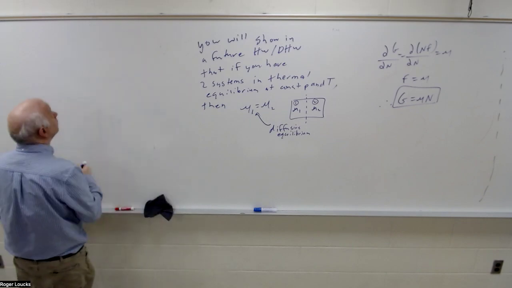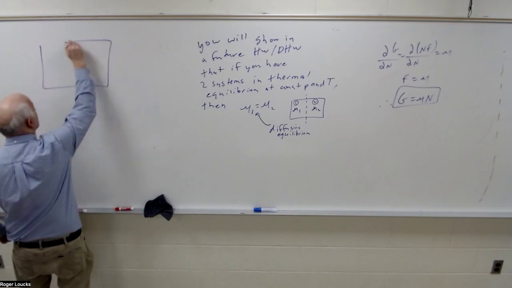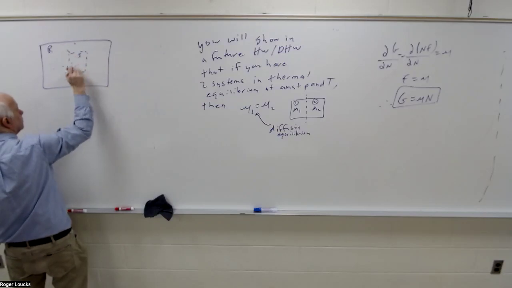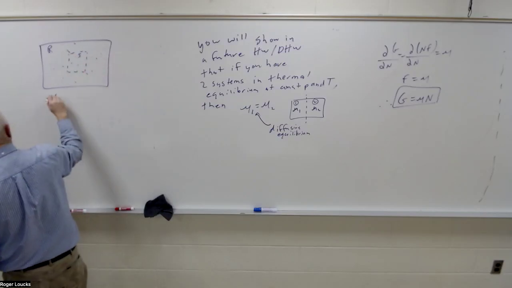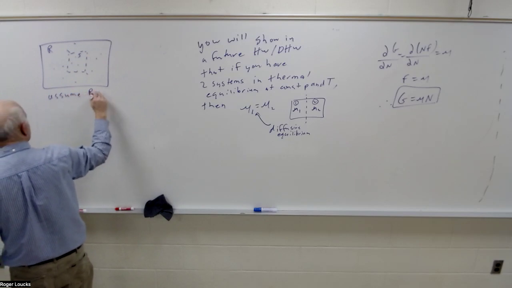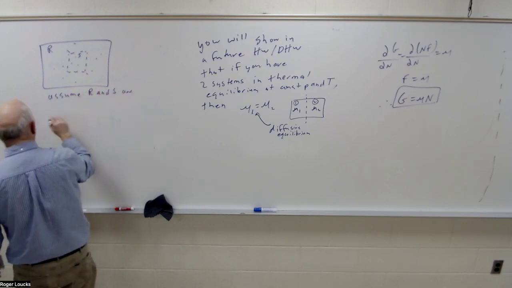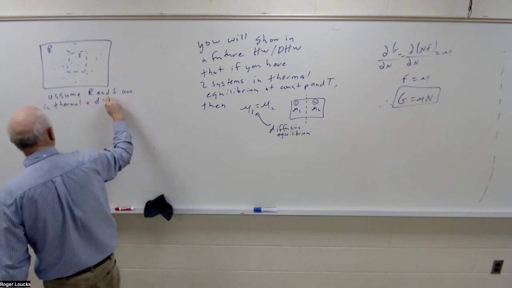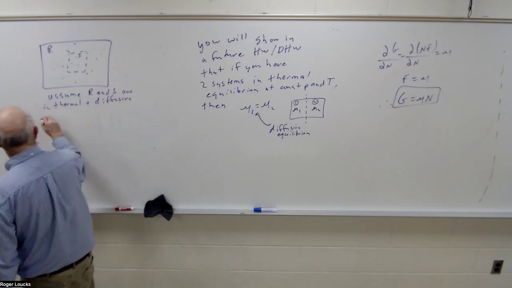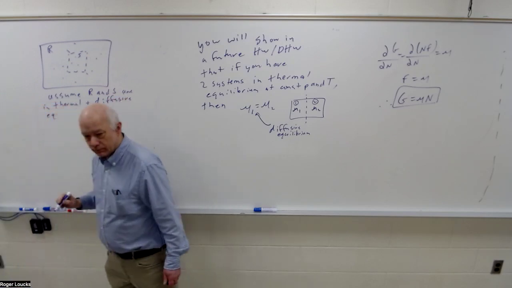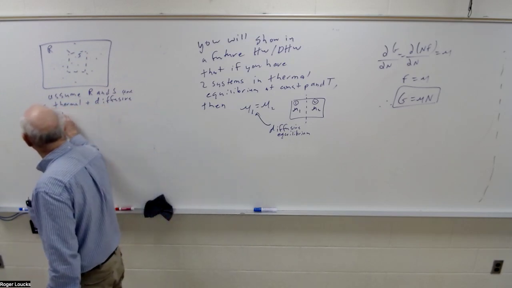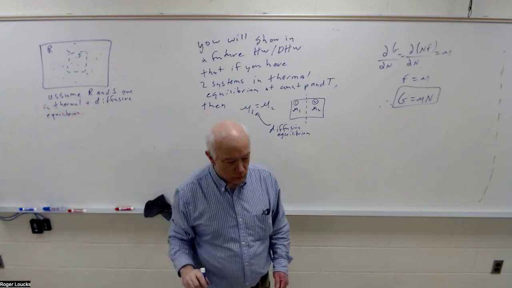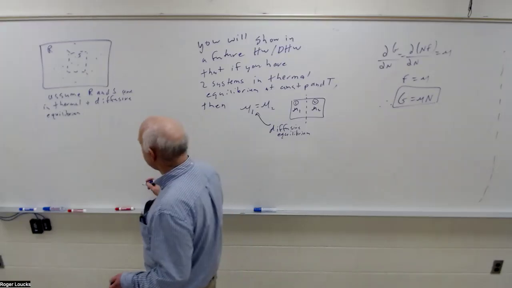Let's go back and draw our little picture. So here's our R and here's our S. We're going to assume R and S are in thermal and diffusive equilibrium. And you're at constant P and T as well.